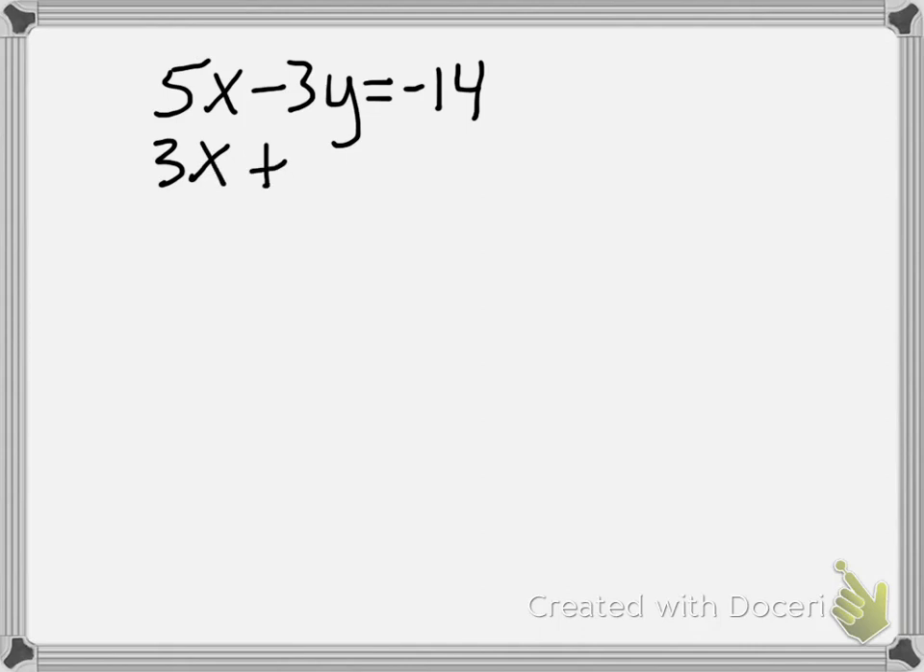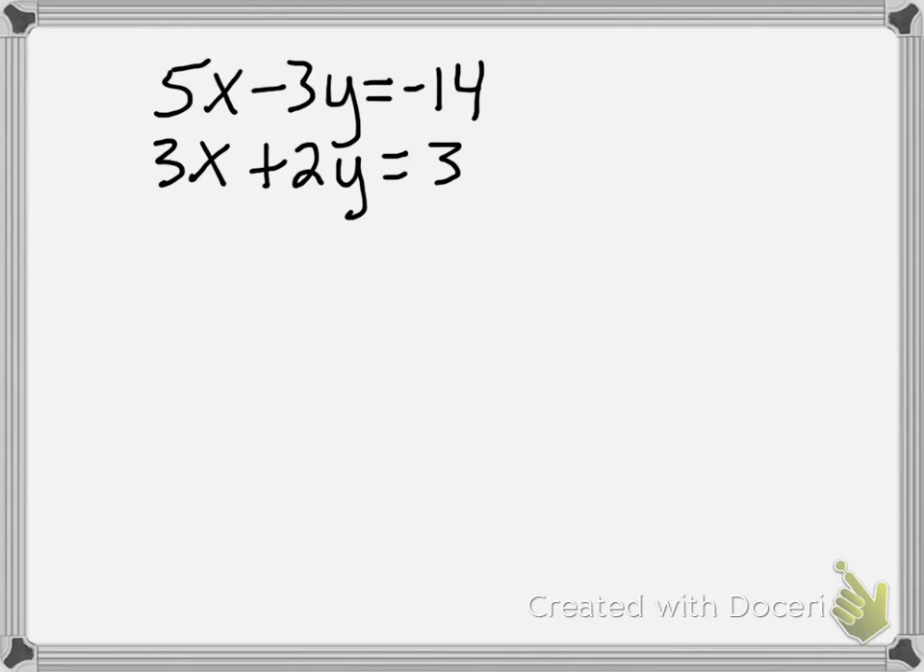So let's say I have 5x minus 3y equals negative 14. And I have 3x plus 2y equals 3. Okay, so if you notice on here, there's nowhere on here that I can just multiply one of my equations by a number in order to get them to cancel. So when you look at this problem specifically, I can either multiply the top and the bottom by something to get my x's to cancel.